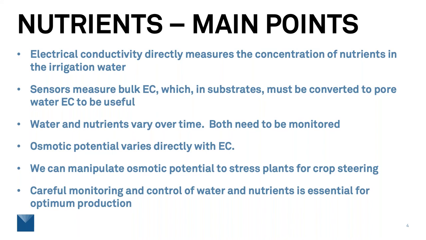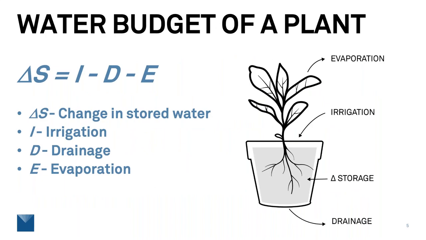Much can be accomplished by just following water content and pore water electrical conductivity values over time and keeping those within set limits. But if we want to schedule irrigation, we need to be more quantitative. We need to know how much water is being applied and what happens to it.